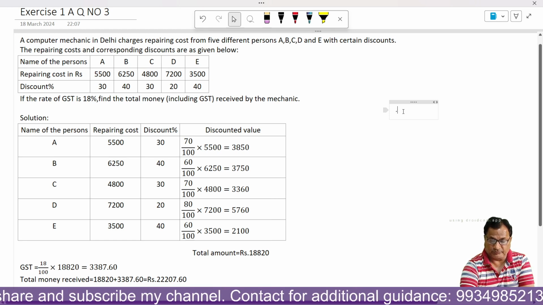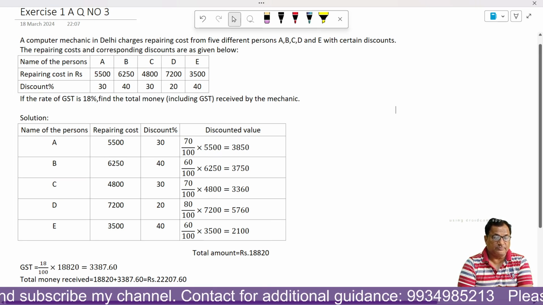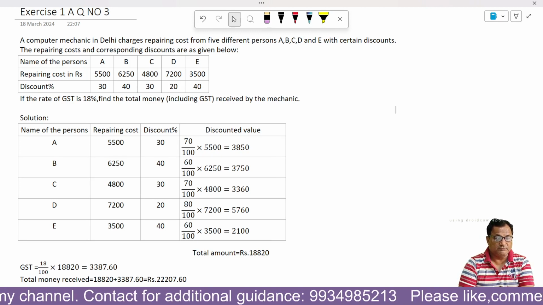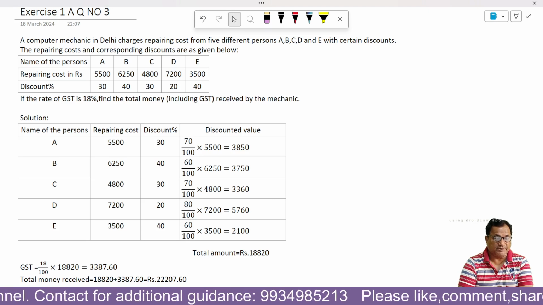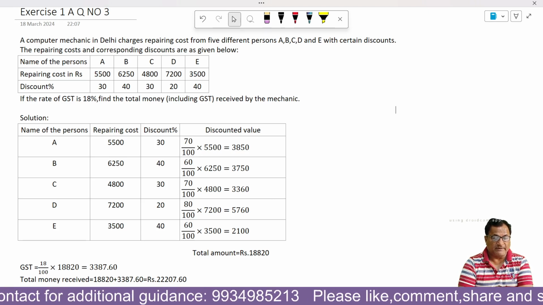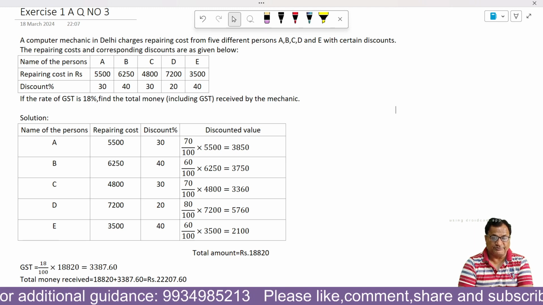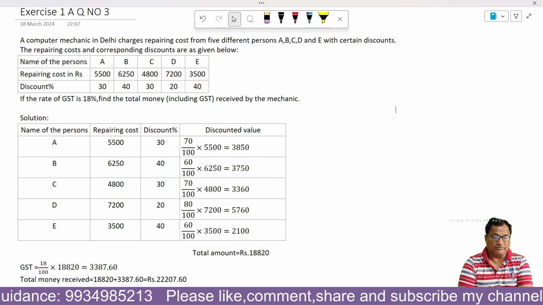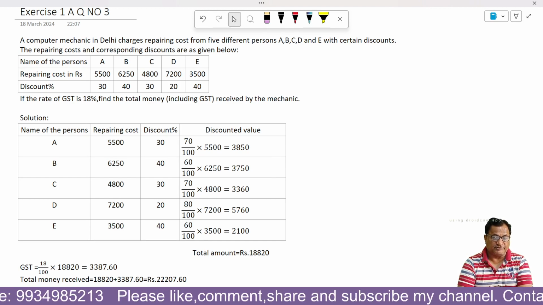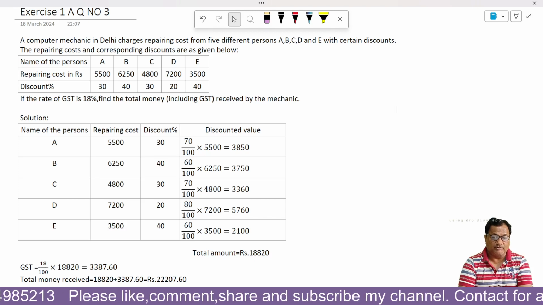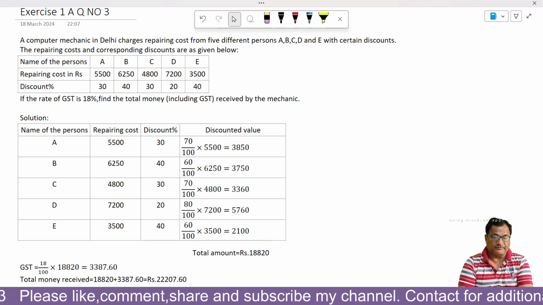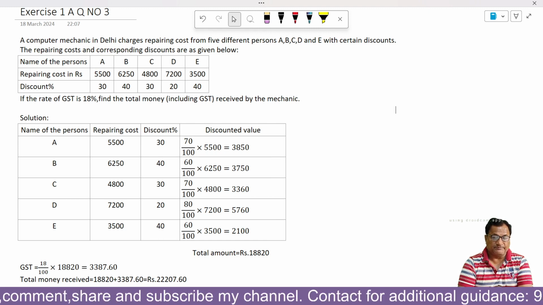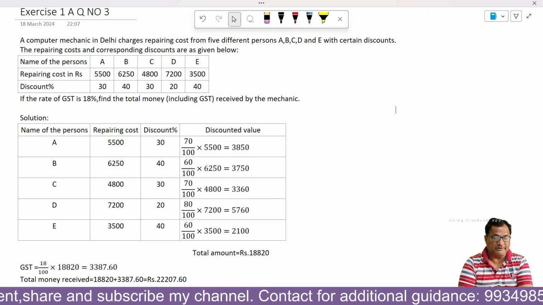So look at the solution. First we will find the discounted value. So for person A, repairing cost is 5,500, discount percent is 30%. So first we find the discounted value. The discounted value will be 70 by 100 multiply 5,500, is equal to 3,850.